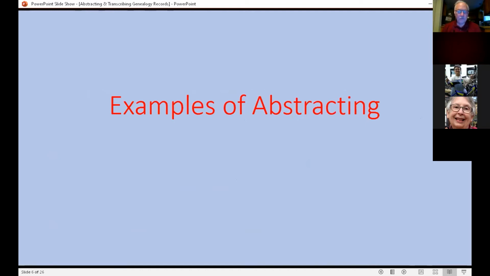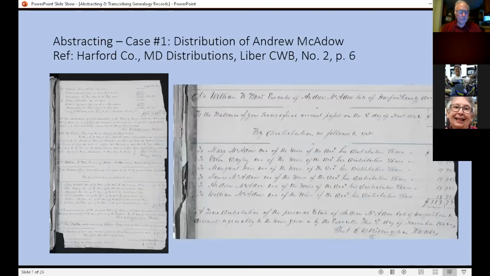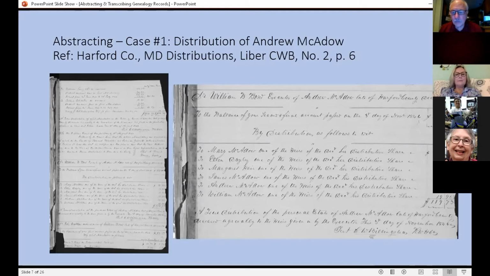The next section I'm going to show is examples of abstracting. The following document is a distribution of Andrew McAdowell, which was a Harford County distribution case that was filed. On the right side is a blow up of the document and the information that was recorded by the clerk, by the Register of Wills inside the record book of the distribution of his estate.